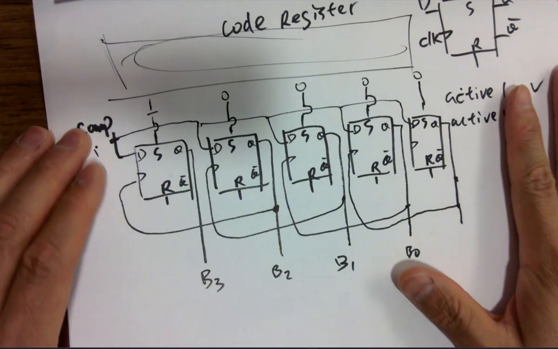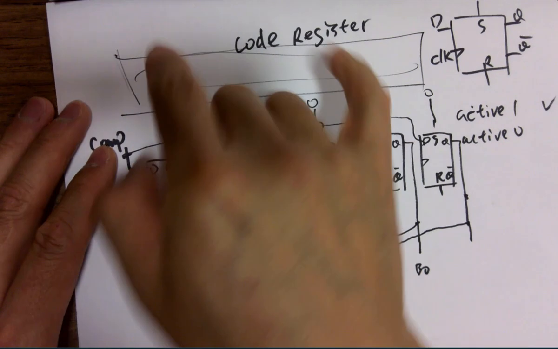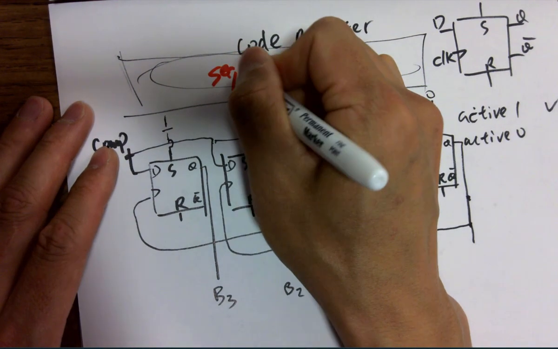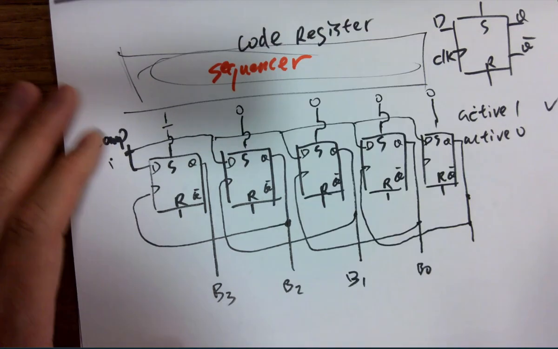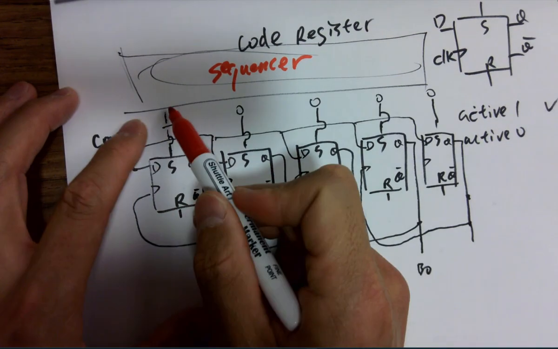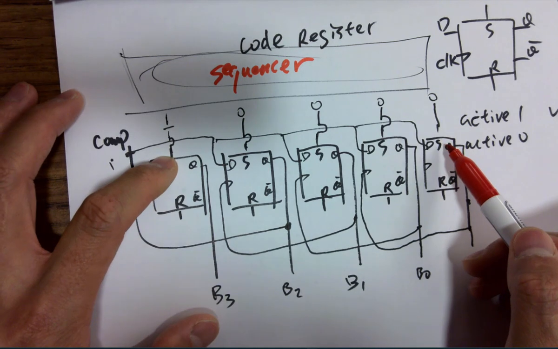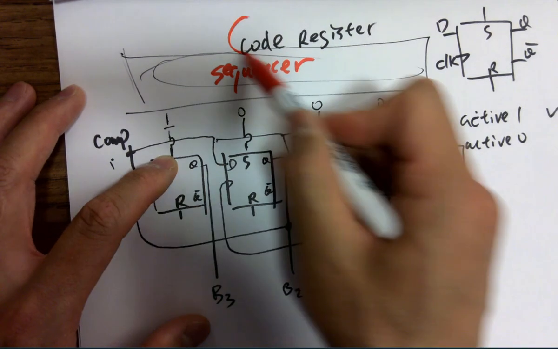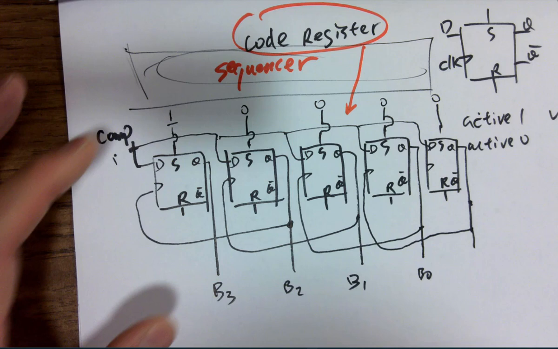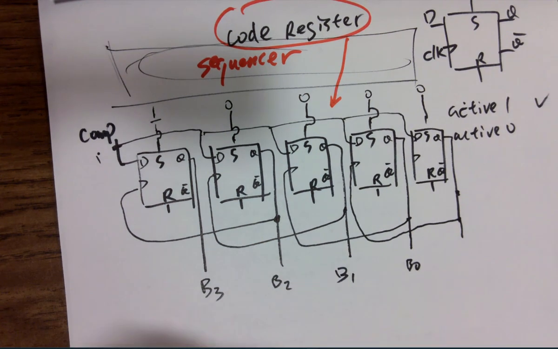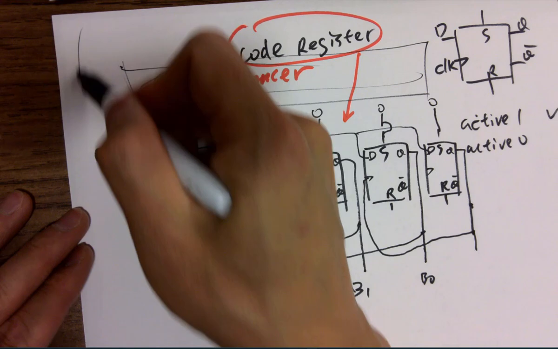So at the very beginning, whatever is on the top is called a sequencer. The sequencer is able to output 1 0 0 0 0 to all the S inputs of the code register. So this is called the code register. What's going to happen for the output? That's the entire SAR block.